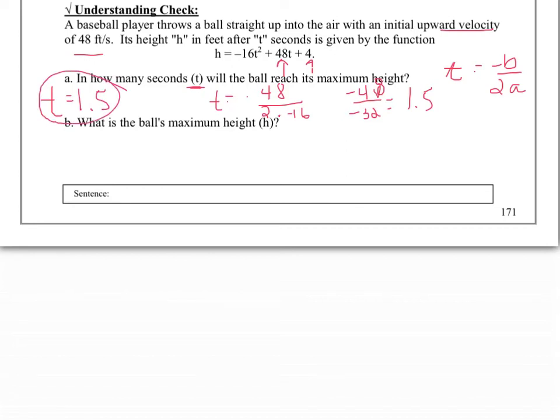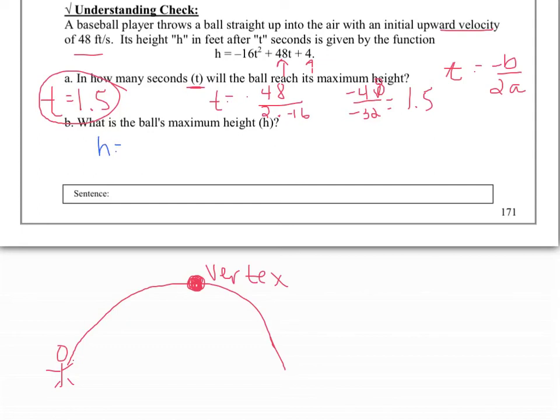Let me draw a little picture of what this would be like. A baseball player here is throwing a ball straight into the air with a velocity of 48 feet per second. We want to know the maximum height and after what amount of time it is reached. That's why we're finding the vertex. In order to get the vertex, we need to plug t into our formula and solve for h.